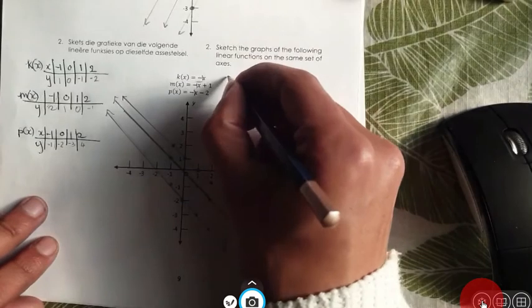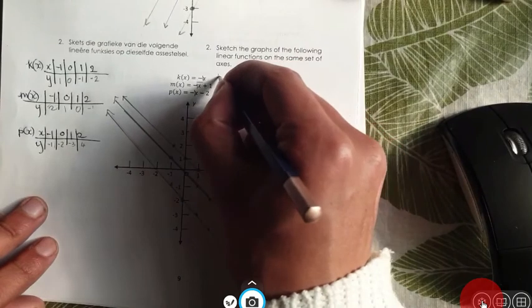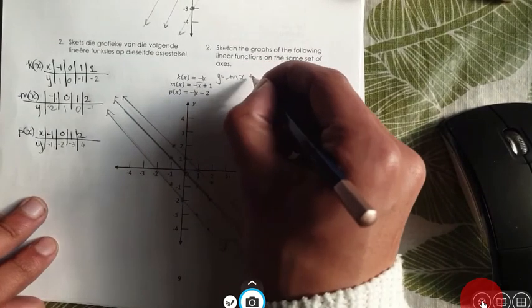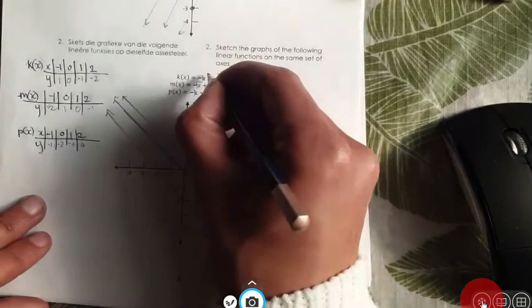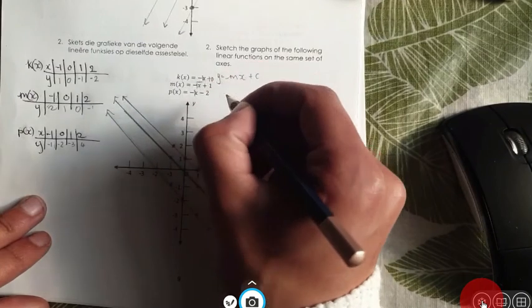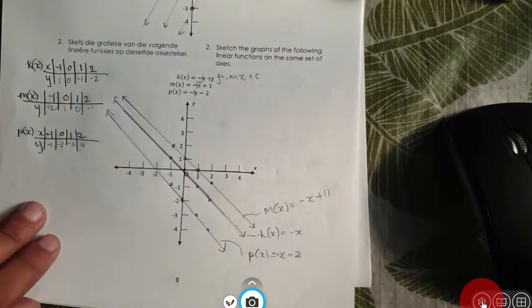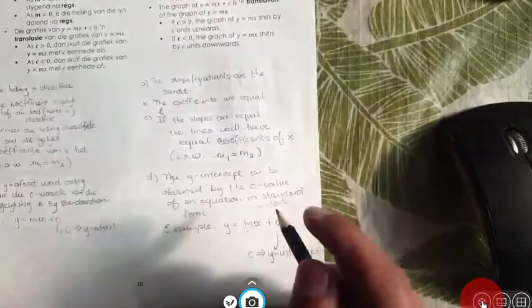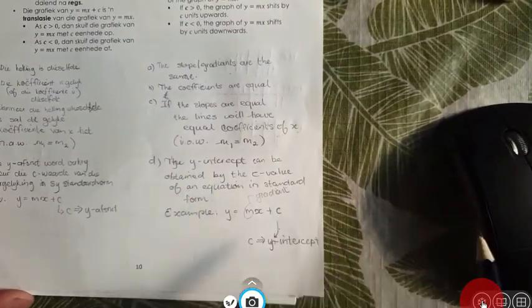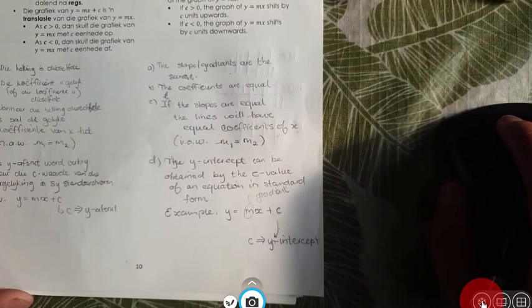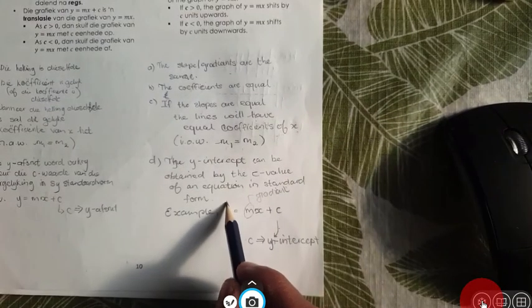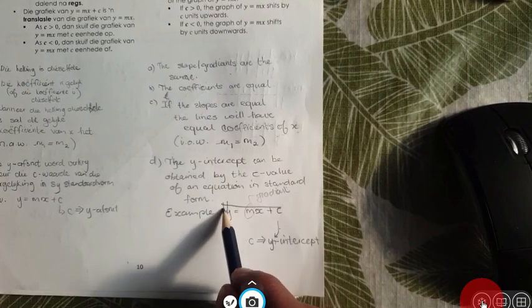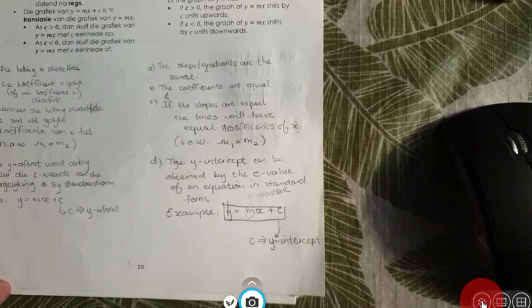So what is that gradient? How do I get the gradient? It's actually the m value, m of x plus c. But if there's no c value, that actually means +0. Okay? And then we can say now that the y-intercept can be obtained by getting the c value of an equation in standard form. So that means the equation has to be in this form: y is equal to mx plus c.